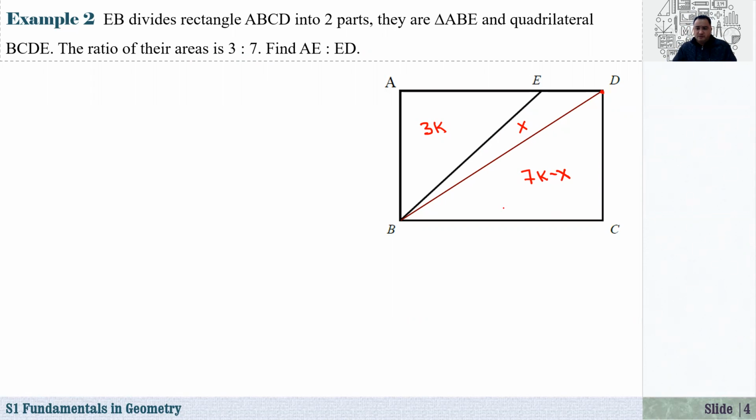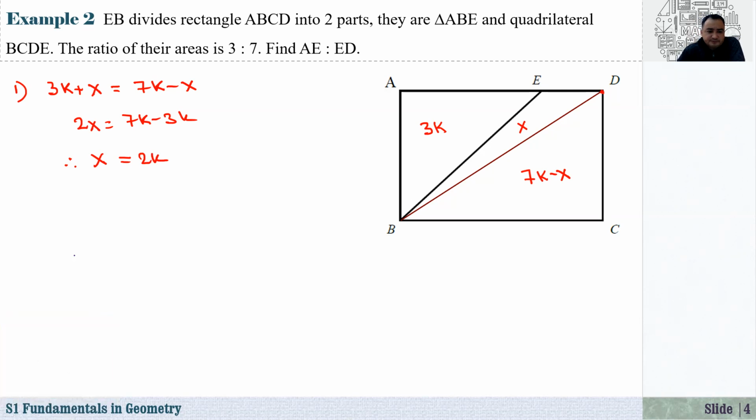So now first we can find the value of X in terms of K. In our first step, since BD is a diagonal, the area of ABD, that is 3K plus X, is equal to 7K minus X. Now from here, take X to the left-hand side. Here we have 2X, and on the right-hand side, 7K minus 3K. Now from here, what is X? X is 7K minus 3K, that's 4K, 4K over 2, that's equal to 2K. So X in terms of K is 2K.